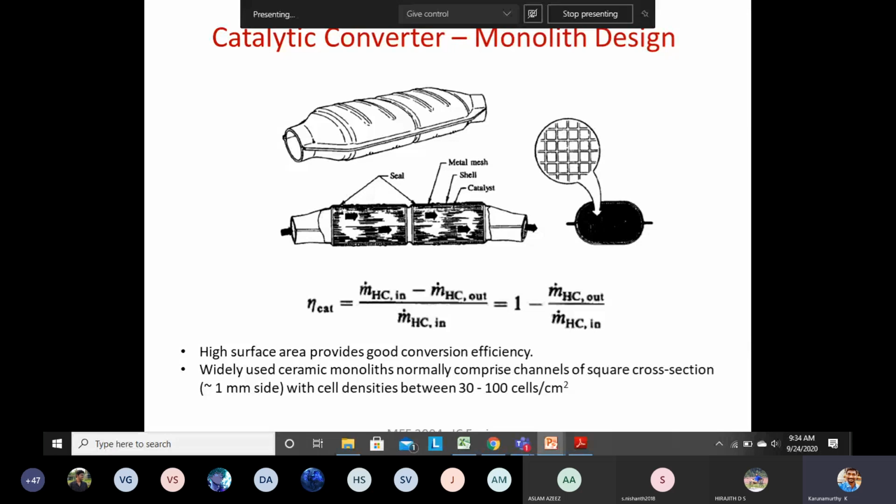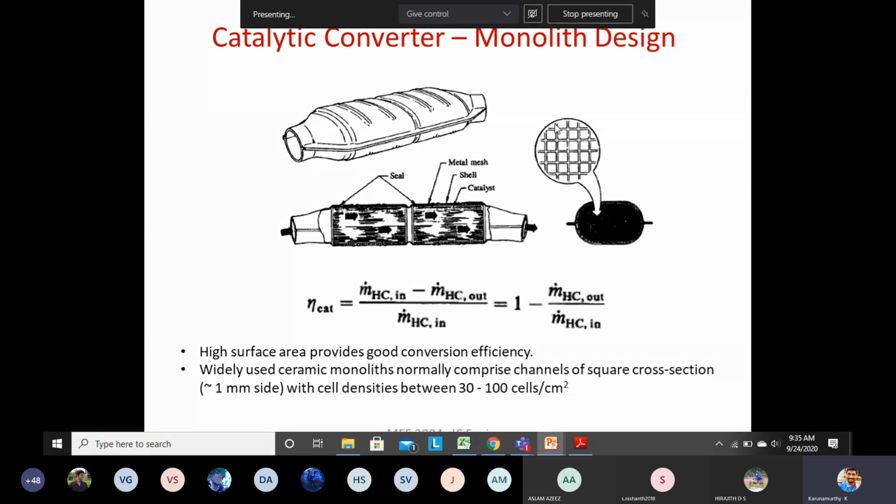So basically we have two different types of design of the catalytic converter. One we call the monolith design, where we have the honeycomb structure, and the other one is called the pelletized sphere. Among these two, the monolith design is widely used compared to the pelletized sphere, because it provides a higher surface area, and we get a very good conversion efficiency, right?